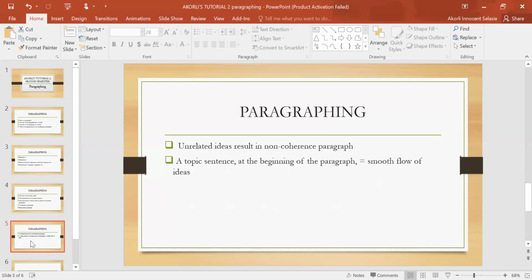When the paragraph is not well organized, what happens? If ideas are not related in a paragraph, the final product will be non-coherent. The paragraph will be non-coherent if ideas are not well linked, ideas are not related. You write and the final product will be a piece of text which is not coherent.